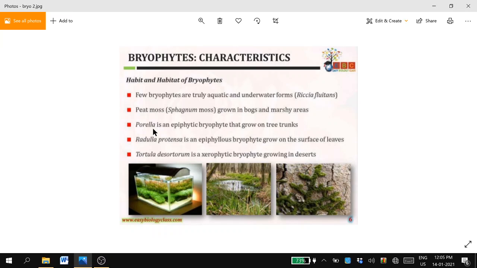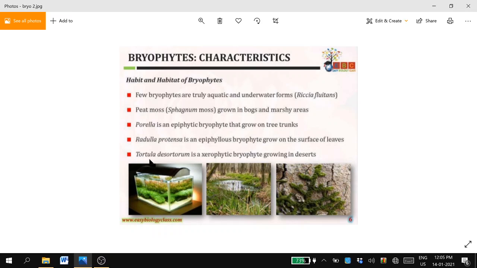Next is Porella. This bryophyte is an epiphytic bryophyte. It means Porella can grow on tree trunks or the main stem of other trees. The next example is Radula protensa. This bryophyte is an example of an epiphyllous bryophyte. Epiphyllous means that it can grow on the surface of leaves.